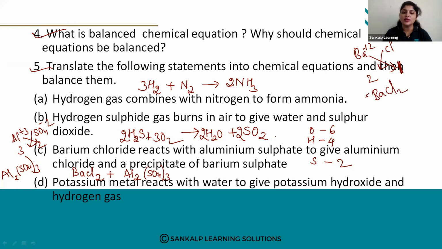So BaCl2 plus aluminum sulfate, what will it give you? It will give you aluminum chloride, that is AlCl3, plus barium sulfate. So this is the equation.